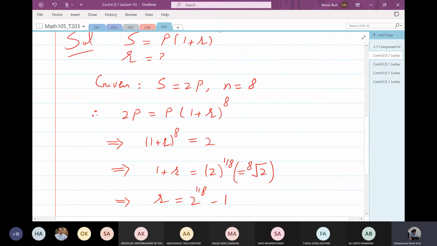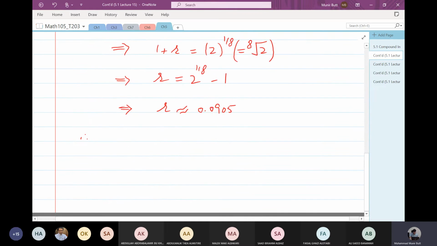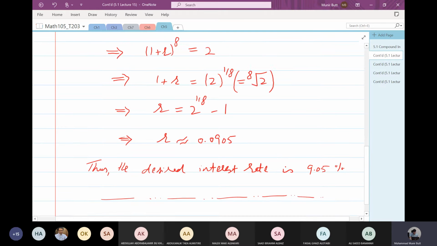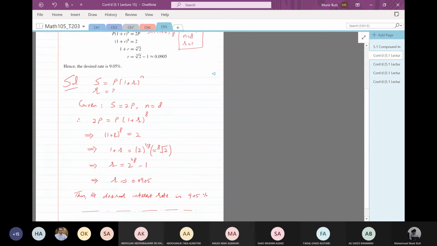So therefore, if you multiply by 100, you will get this percentage.